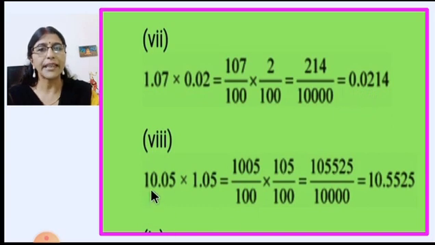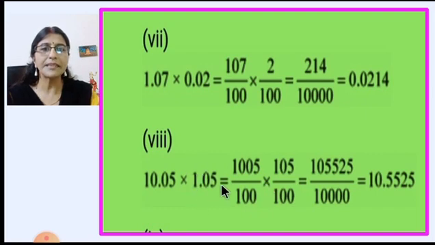Next question is also the same as this. 10.05 multiplied by 1.05. Again we will convert this into a fraction. Again first we will see the decimal places. There are two decimal places. So we'll multiply both numerator and denominator by 100. So you can see here the point has gone, 1005 upon 100. And here the multiplication sign is there. We'll give the same multiplication sign.